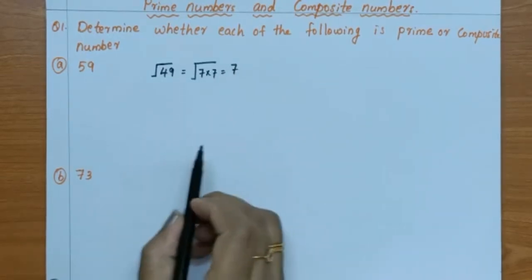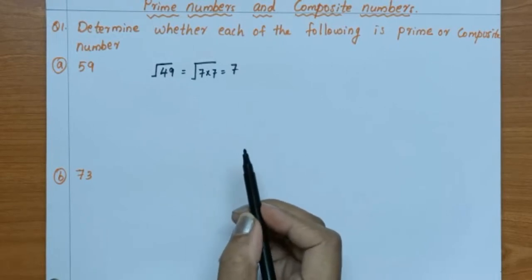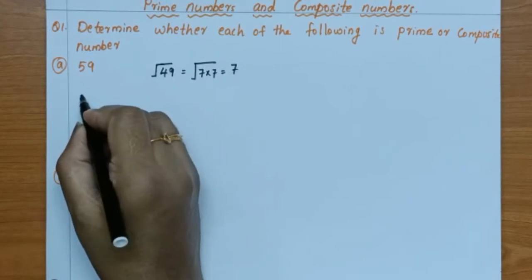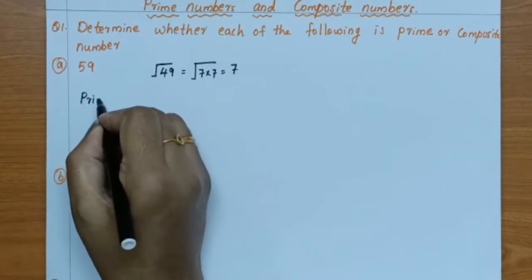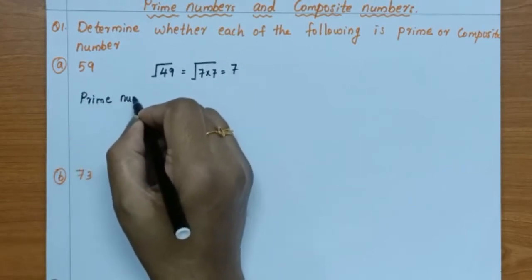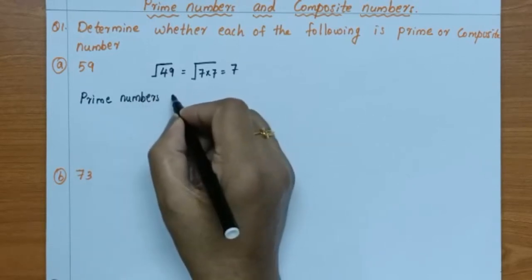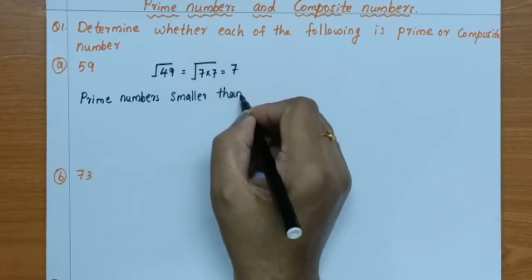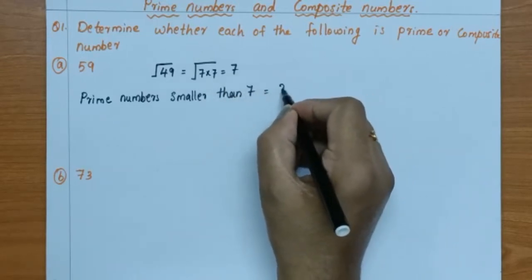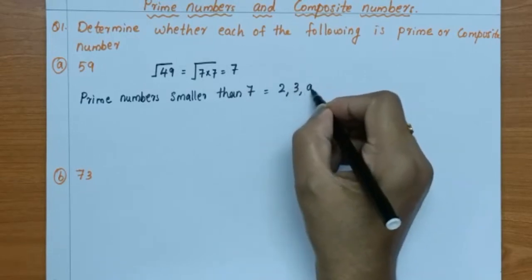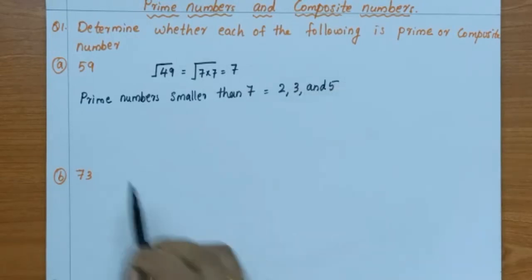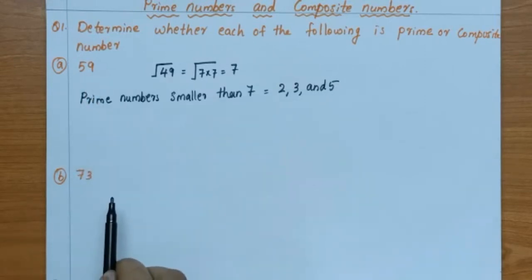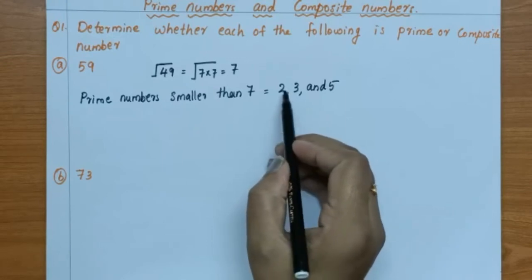Then we have to check which all are the prime numbers smaller than 7. The prime numbers smaller than 7 will be 2, 3 and 5. We have to check whether 59 is divisible by any of these prime numbers or not. So we can check whether 59 is there in table 2 or not.